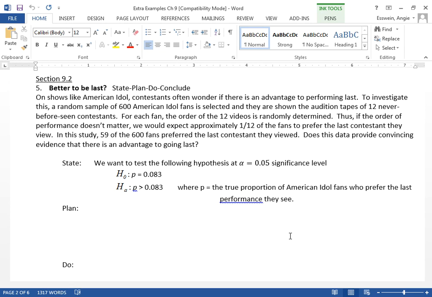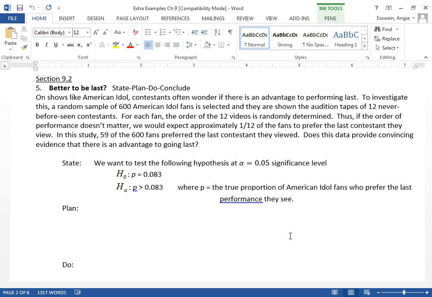Because then the audience sees the last performer, and that's fresh in their mind, so they might vote for that person. So, is there an advantage? How do we figure out if there's an advantage? We take a random sample of 600 fans and show, in this case, the audition tapes of 12 performers. The order of the performance is randomly determined.